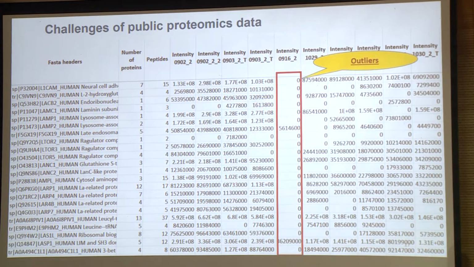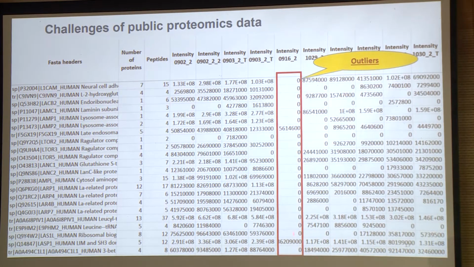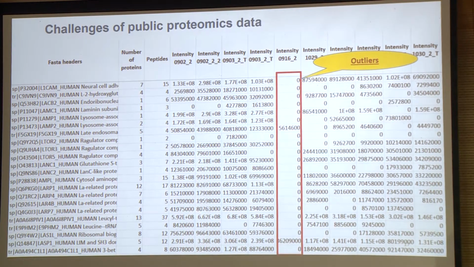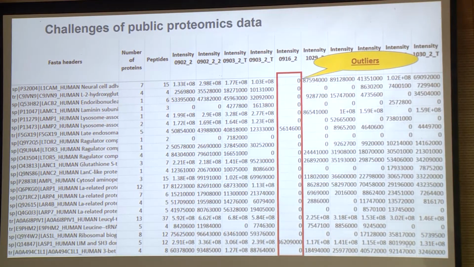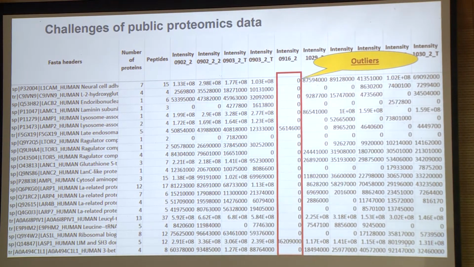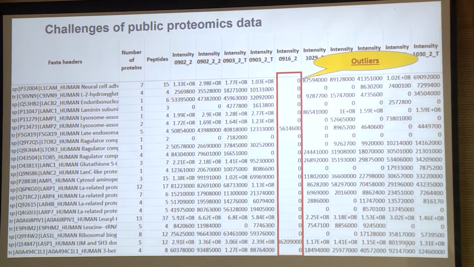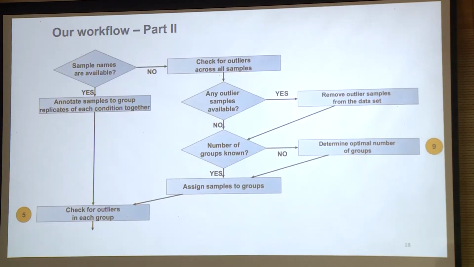The second challenge is to detect outliers. Sometimes you can see it: just from looking at the table of intensities, you say, this one looks very different. But often you cannot see it, and still an outlier will affect your results very much. So the next steps in the workflow deal with that.